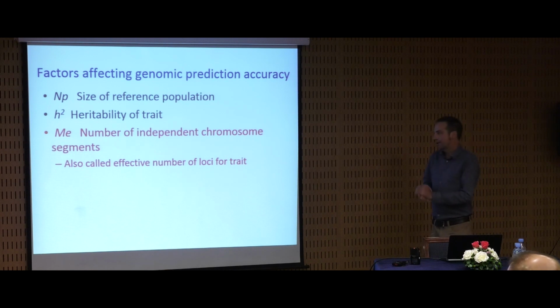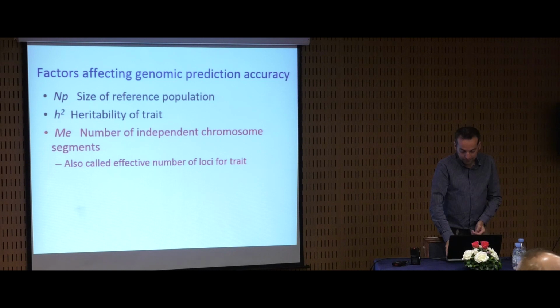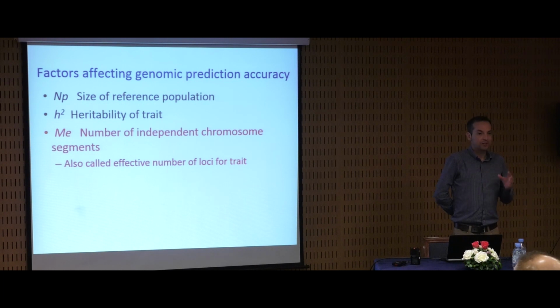So this is also called the effective number of loci for a trait. And it's basically dependent on your effective population size, the genetic diversity of your population. The bigger your diversity, the more chunks of different DNA you have floating around in the population. You can imagine if you've got very diverse lines, you can have lots of differences in the DNA for a given point in the genome for those lines.